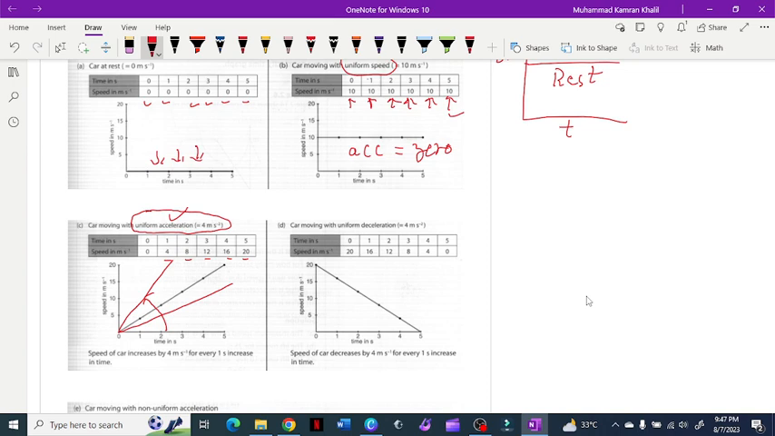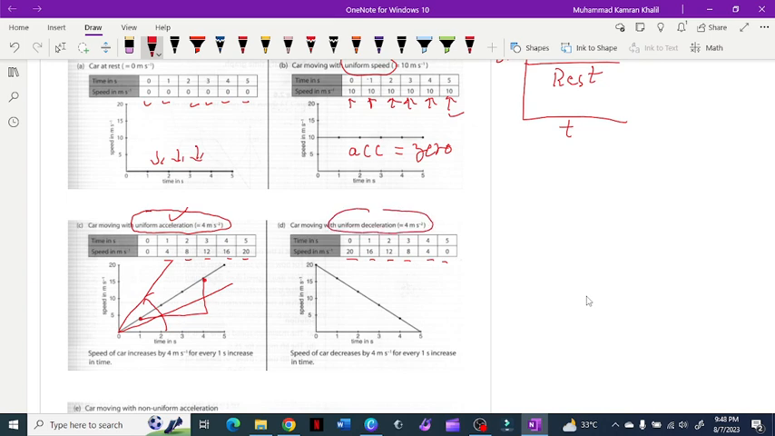Similarly, you can calculate the acceleration by drawing a large triangle, then applying the formula y2 minus y1 over x2 minus x1, and then you will get the gradient. Now you can observe that the speed is decreasing. The value decreases uniformly. The difference between the values after every 1 second decreases by 4 meters per second. So it is uniform deceleration.